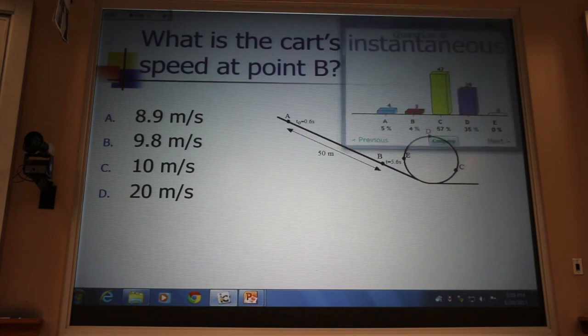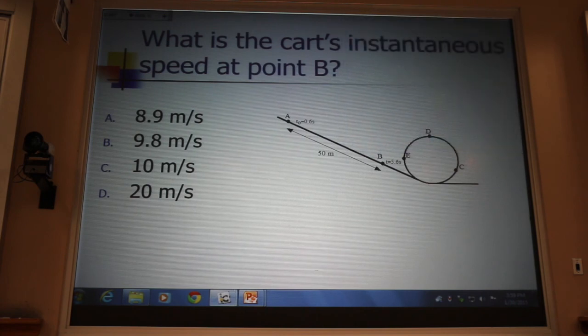Now, folks, if you had seen that as a one-dimensional kinematic problem and had made your list of variables, V initial would be V at A, that would be zero. V final would be V at B, that's what you're looking for. Delta X would be 50, and delta T would be 5 seconds. I've got 3 pieces of information, I can solve just by plugging and chugging, and I would get 20. Have a good weekend, people.